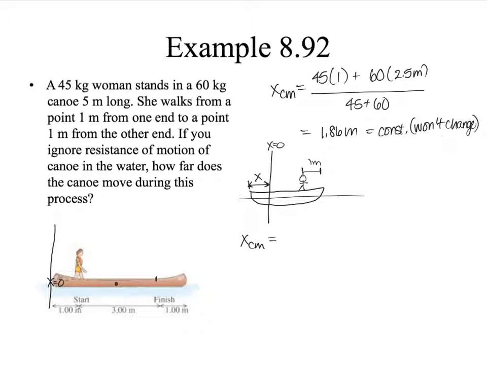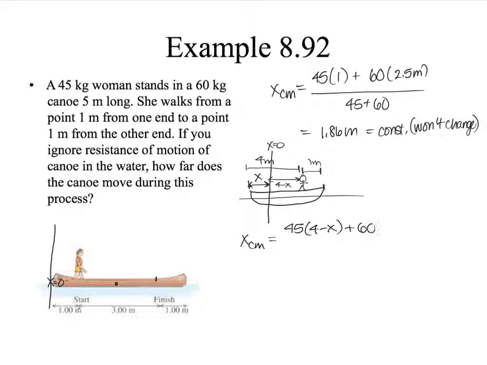Well, the new position of the woman: we now know that the distance from here to here is 4 meters, because the canoe is 5 meters long and she's gone almost all the way to the edge, but she's just 1 meter away from this far end. So I want to know her position right here. That was going to be 4 minus x. So that's 4 minus x.